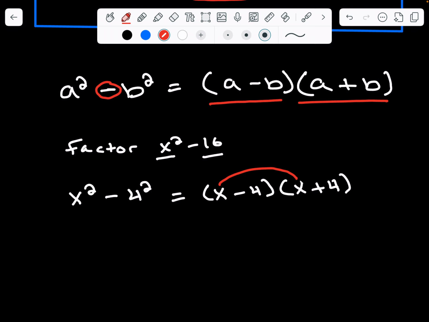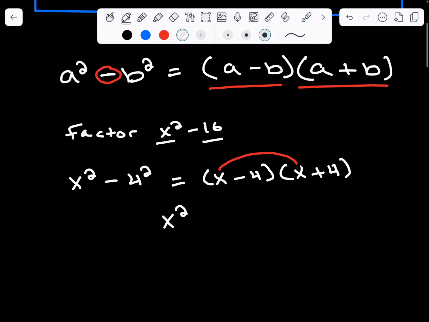So let's look at our first terms. So we're going to take our first terms. So x times x is x squared. Our second terms, or outside terms, first, outside, so x times 4 is 4x. I stands for inside, negative 4 times x is negative 4x. And then L stands for last, which is our negative 4 times 4. So we're left with negative 16.